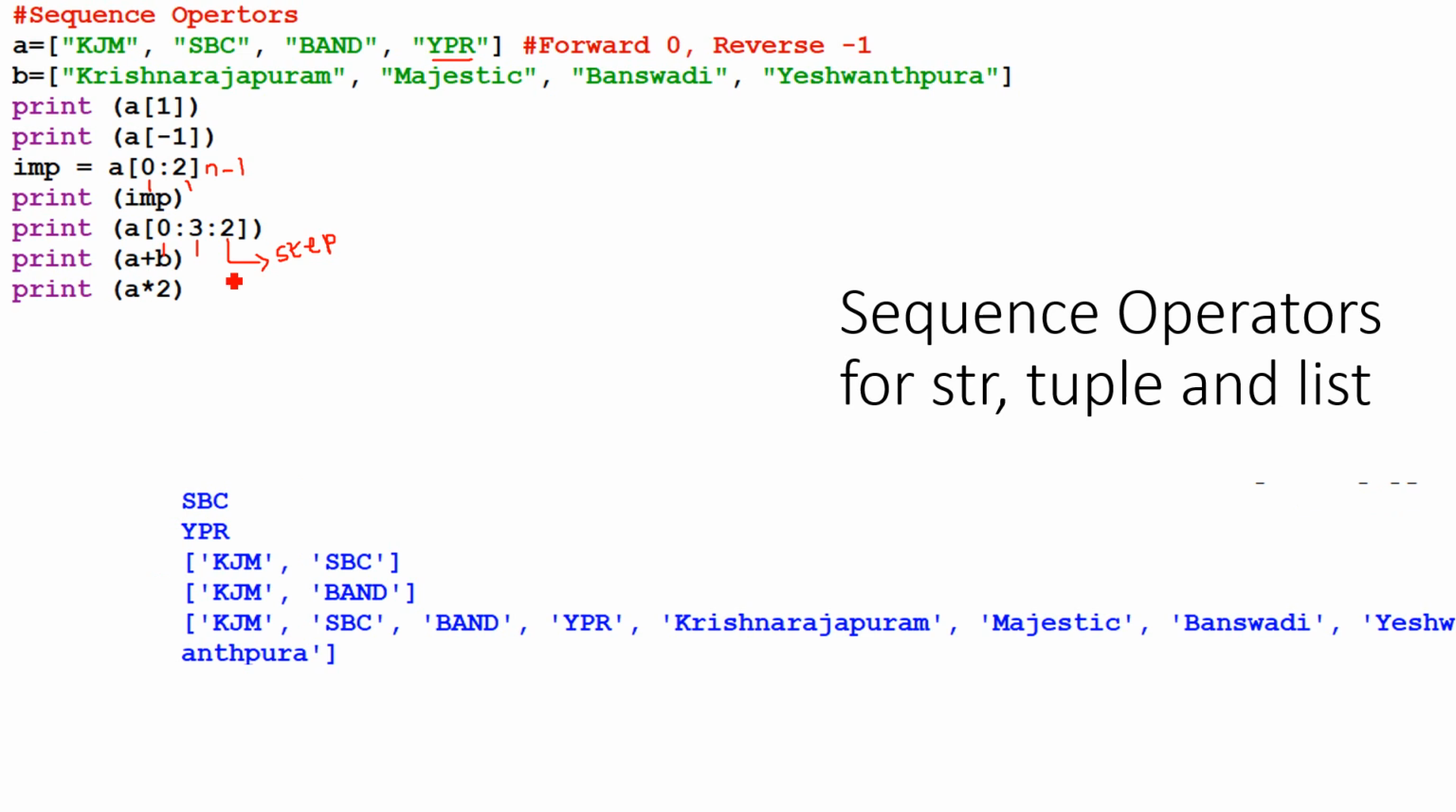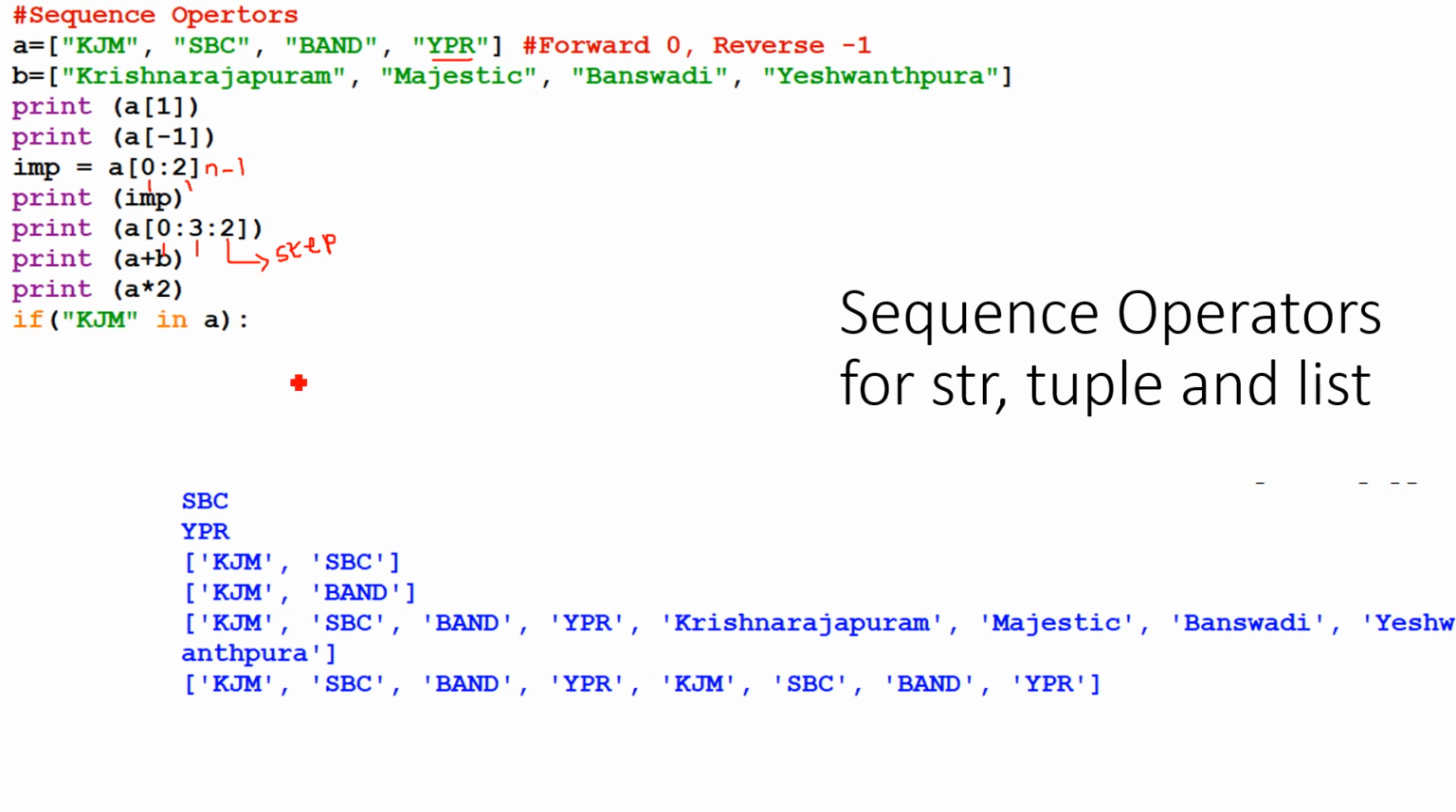And also we can duplicate the content of the list. If you want to duplicate it for 2 times, you can specify 2. If you want to duplicate for 3 times, you can do it for 3. So now here, the A content is there, and if you want to specify duplication once, we can specify with the value 2. If you want to duplicate for twice, we can specify with the value 3. So when you write A into 2, this will be printed twice: KJM, SBC, band, YPR, KJM, SBC, band, YPR. More than printing, that will be included in the same list also.